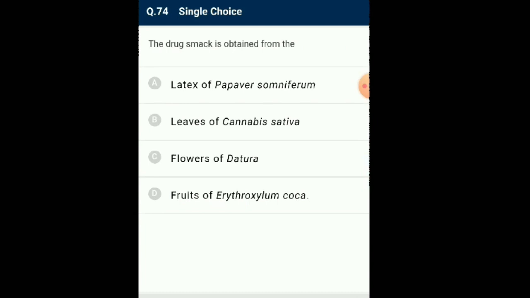Question number 74. The drug smack is obtained from the latex of Papaver somniferum. Smack is the common name for brown sugar or heroin, used illegally in most cases around the world. Smack is chemically termed as diacetyl morphine. It is obtained from Papaver somniferum. So the correct option is A.